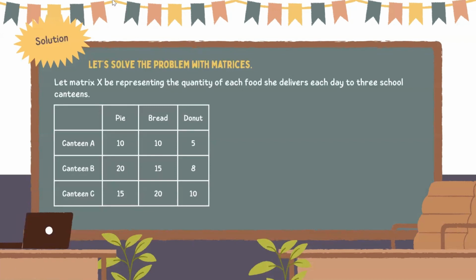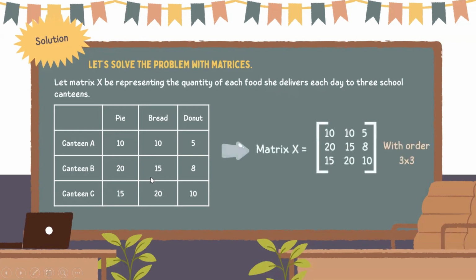First, let matrix X represent the quantity of each food she delivers each day to the 3 school canteens. From the table, write the quantity of each food in a matrix. So we get matrix X with order 3 times 3, and the elements are the quantities of each food. The first row is the quantity of each food she delivers to canteen A, the second row to canteen B, and the third row to canteen C.